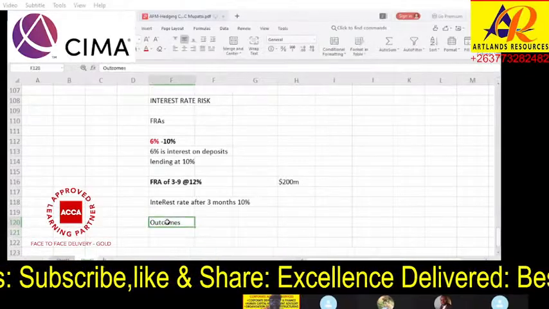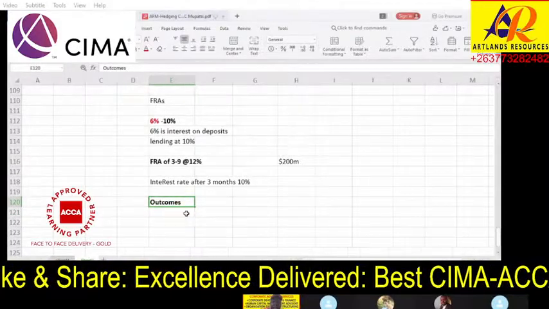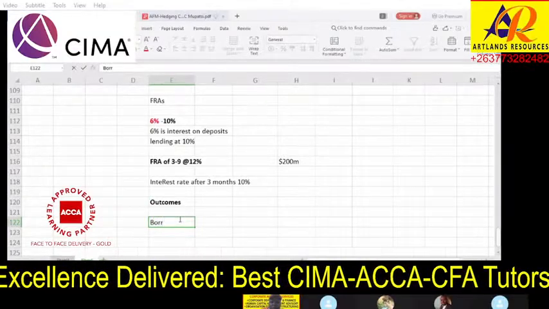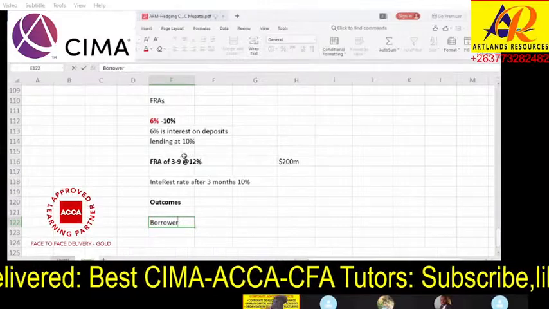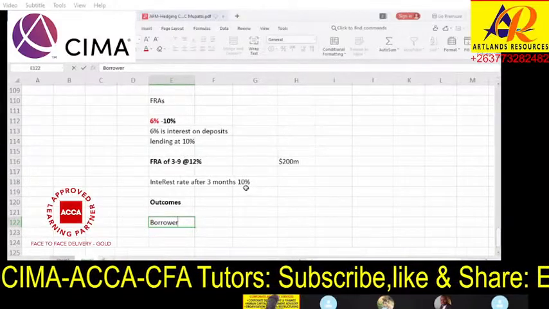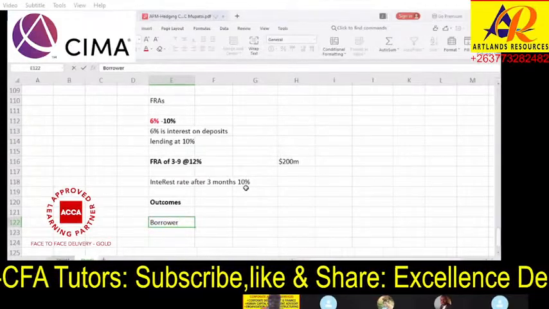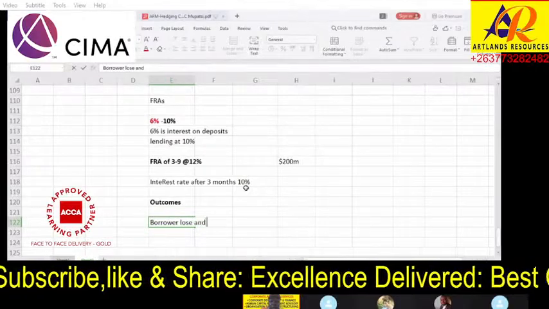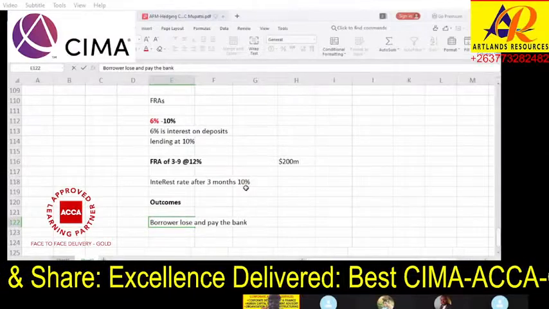Outcomes. If you are a borrower, what happens is you fix at a rate of 12%, but after 3 months the actual rate was 10%, so you didn't gain from borrowing. So as a borrower, you lose and pay the bank.